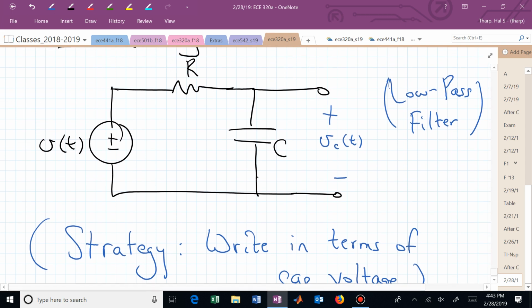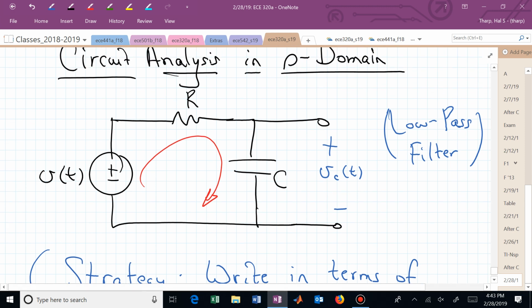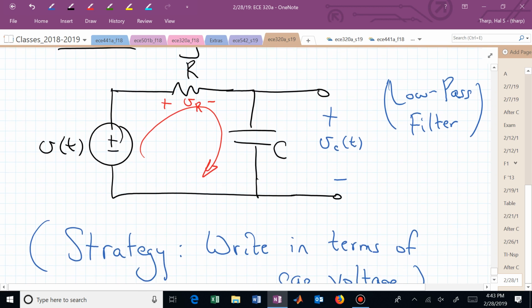But now I know that you guys are going to want to write everything in terms of a mesh current. That's your bread and butter. Now you are in the kitchen. But we're still in the time domain, right? What happens if we write a KVL equation for this circuit? And if that's the case, maybe we want to think about what's happening with the voltage on that resistor. What's KVL tell us?